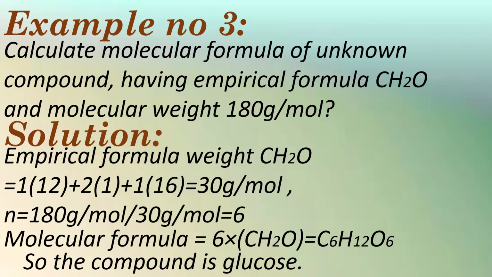So after solving the molecular formula, we will multiply 6 with 1 carbon, it becomes C6. Multiply 6 by 2, it becomes H12. Multiply 6 by O1, it becomes O6. So C6H12O6 is the molecular formula of the unknown compound. So the compound is glucose. So we have detected the compound by its molecular formula.